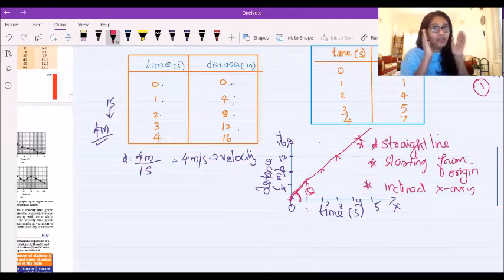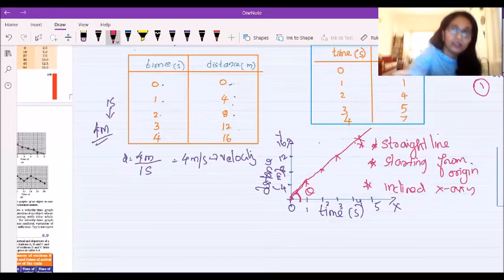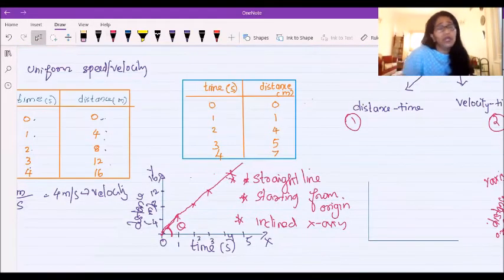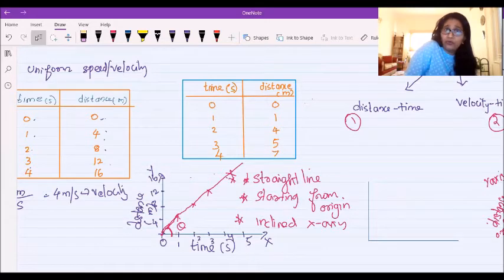When you see a graph, you have to say whether it is an object at rest, or an object in uniform motion, or an object in non-uniform motion. So we finished rest, and we finished uniform motion. Now the third one, non-uniform speed. As the word says, non-uniform means the object covers unequal distance in equal intervals of time. Just have a look at this one. This is non-uniform speed or non-uniform velocity.